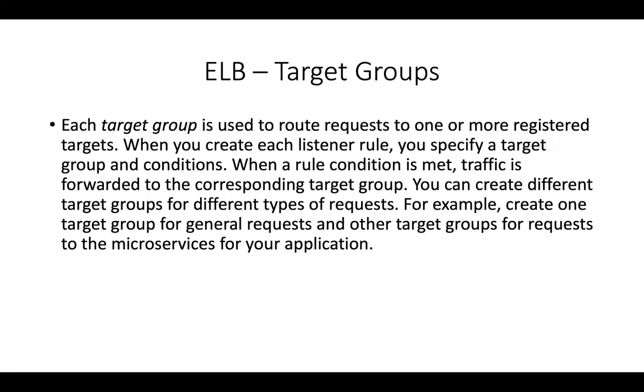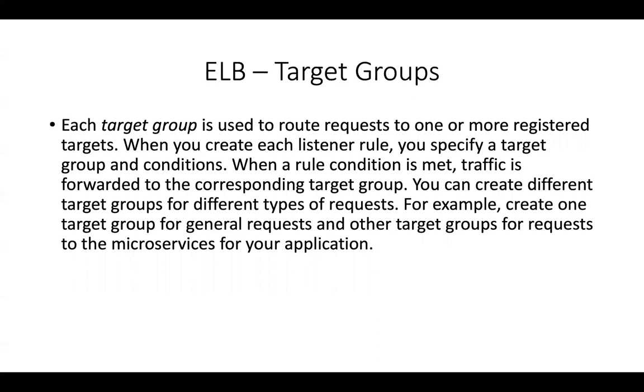The way it works is, when you register instances to the target group, you are specifying that these are my registered instances. And when the target group is registered to the load balancer, you can specify that whenever a request is sent to the load balancer, it should forward those requests to that particular target group, right? So when a rule condition is met, the traffic is forwarded to the corresponding target group, and you can create any number of target groups that you would like for different types of requests.